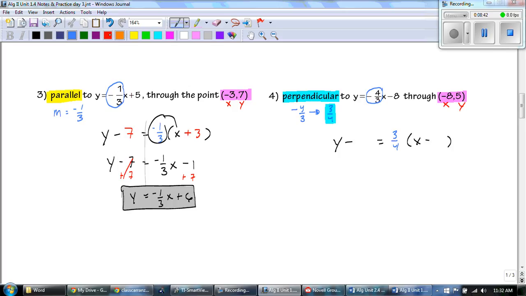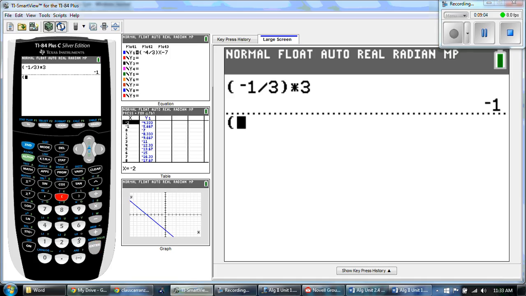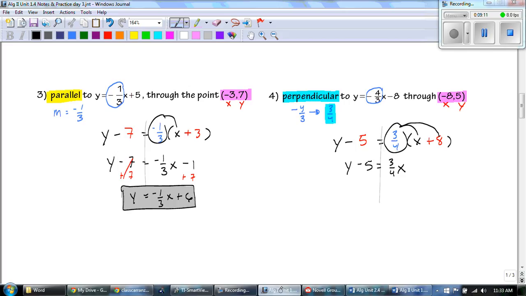There's my slope. My y is 5. And my x, two negatives, turn that to a positive 8. Okay, distribute. That first one is easy. Just turns to 3/4 x, and then 3/4 times 8. So in parentheses, 3 divided by 4, times it by 8, and we get 6. Okay, the y is not by itself, so I have to add 5 to both sides. And then I get y equals 3/4 x plus 11.